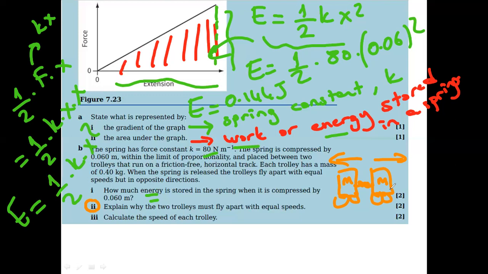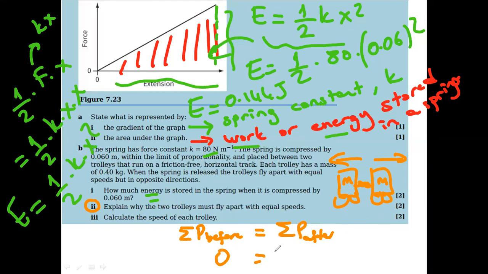Actually, we can also write the equation for this one, the conservation of momentum. What was the conservation of momentum? The conservation of momentum states that the total momentum before releasing the spring must be equal to the total momentum after, so when we release the spring. We know that before we release the spring, the trolleys are not moving, so the total momentum is 0. And when we release the spring, the total momentum after releasing must also be 0.